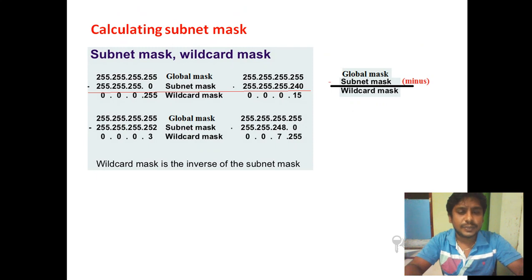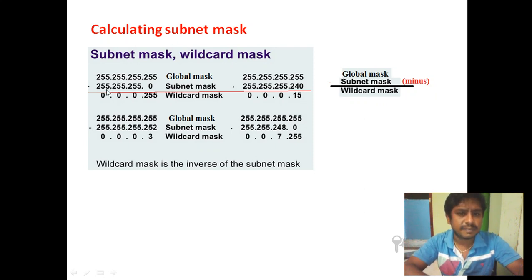Then we need to calculate the wildcard mask. It is not the subnet mask, it is calculating the wildcard mask. How do we calculate the wildcard mask? In simple statements, I can say that the global mask minus the subnet mask will give the wildcard mask.